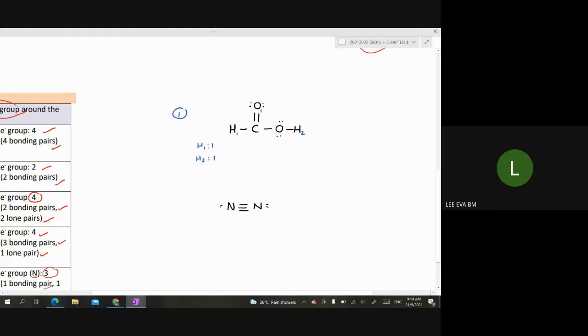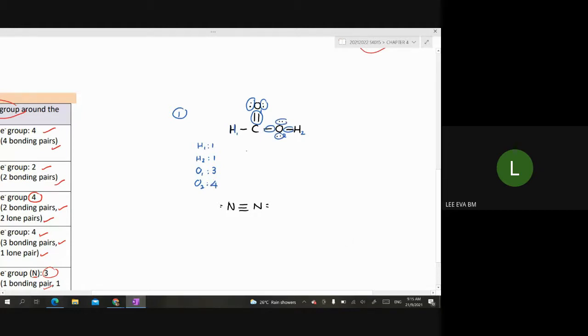Madam label 1, 2 dekat sini. First oxygen berapa electron group? 3. Kita ada 1, 2, 3. Double bond kita kira sebagai satu group. So untuk oksigen pertama 3 kumpulan. Okay, how about the second oxygen here? 4. We have 1, 2, 3, 4. So over here 4 electron groups.